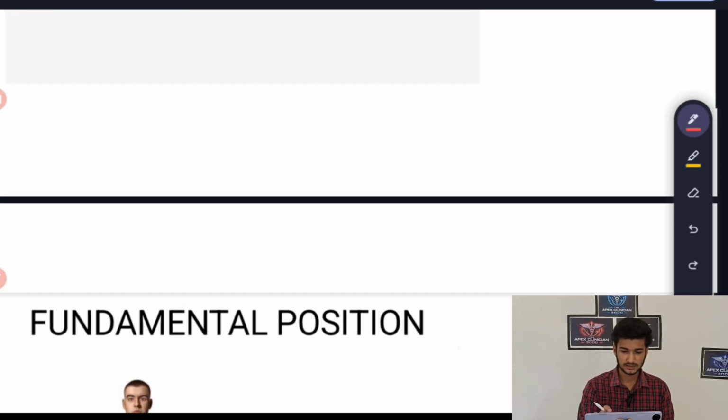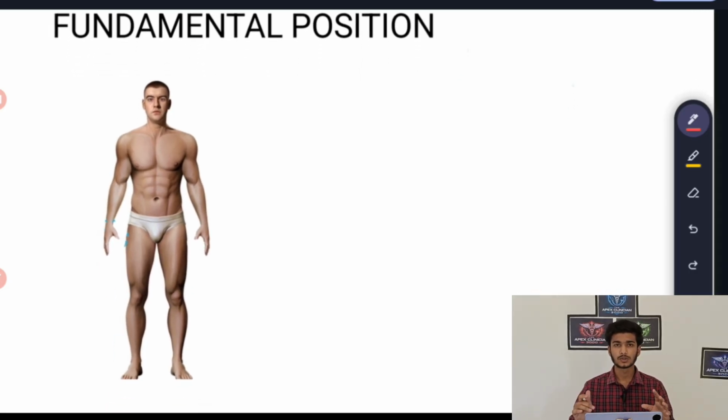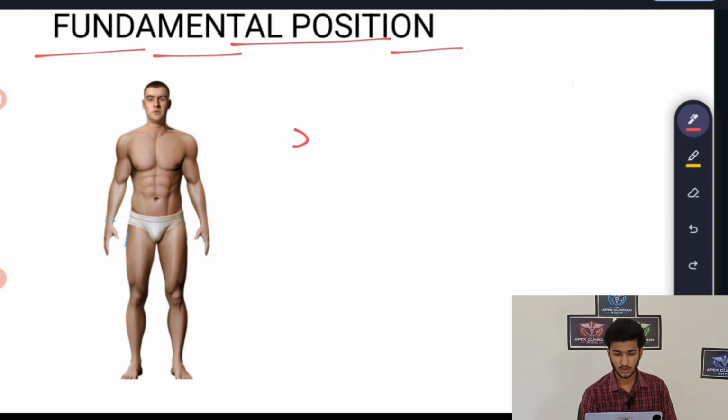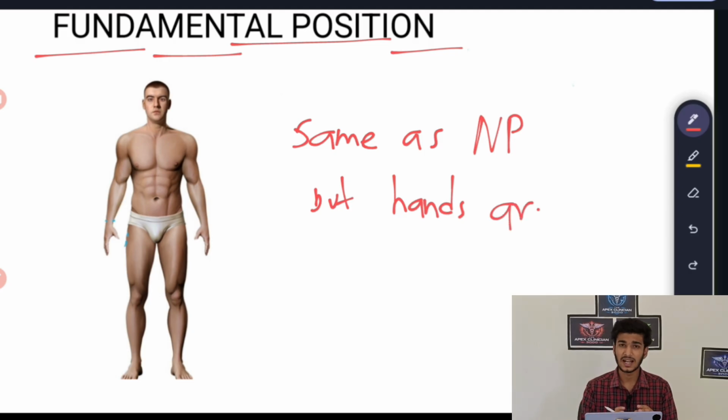After that, we have this position. This is called the fundamental position. In this position, the person is standing normally, just like the normal anatomical position. But here the hands are not facing forward, but are facing medially. That is the difference between the normal anatomical position and this fundamental position.